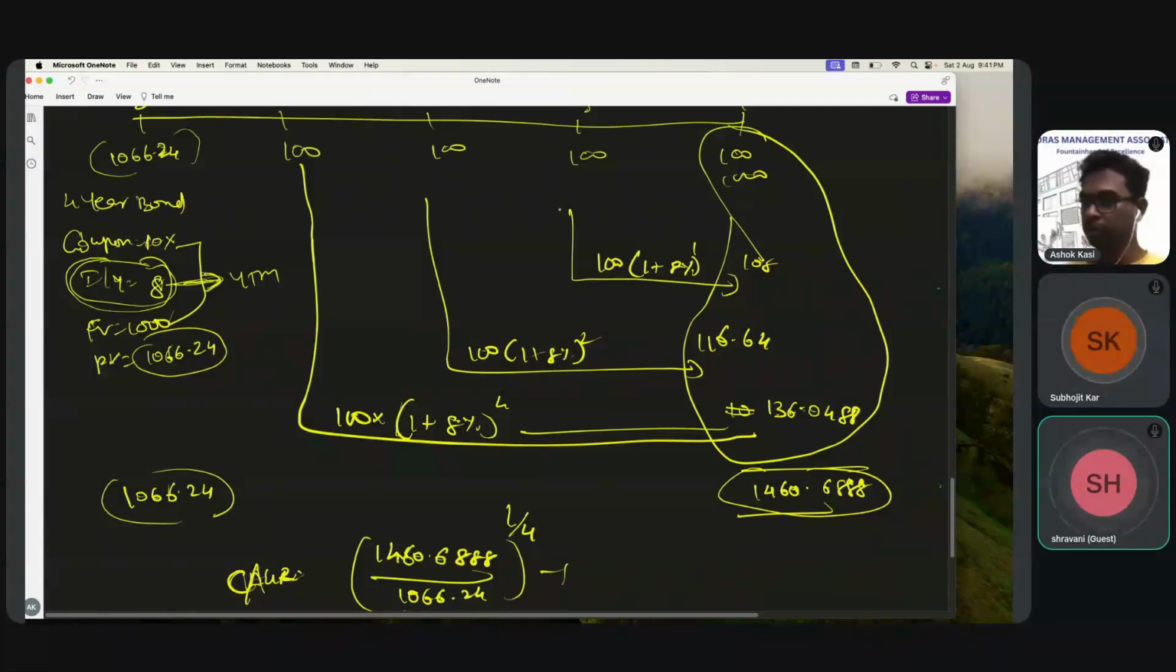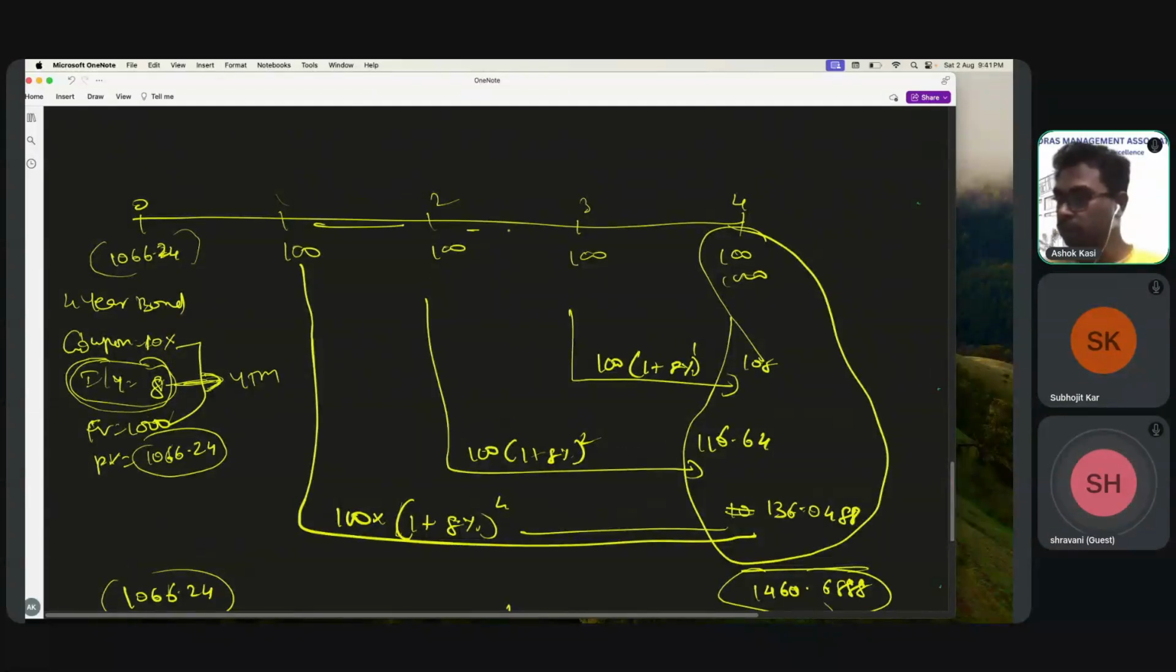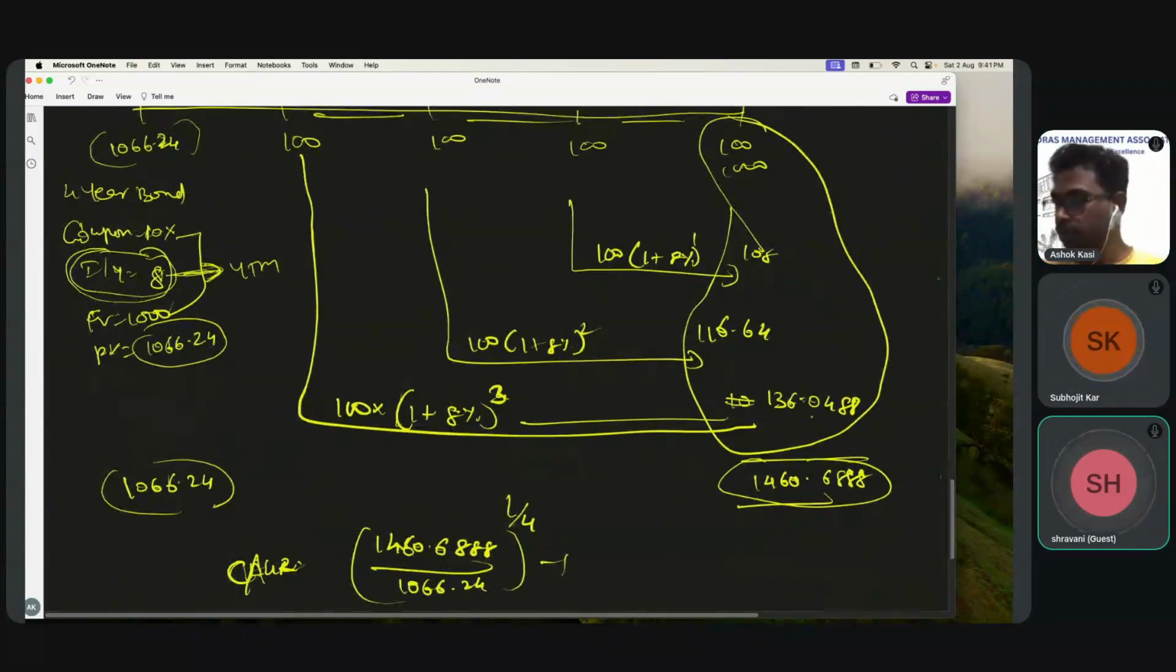Why is it raised to 4, then raised to 2, and raised to 1? That is the mistake. This is 1, 2, 3 years. Raised to 3, 2, and 1, right? So that is the only mistake we'll have to correct, the first one only, right?